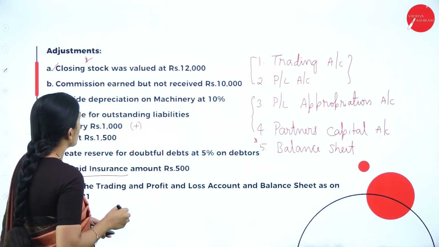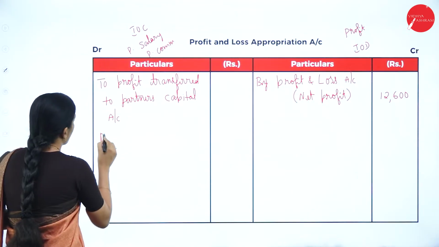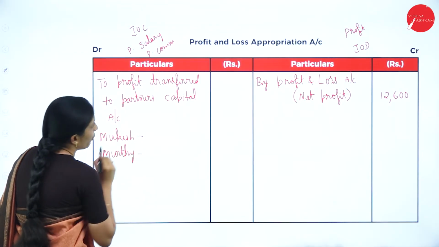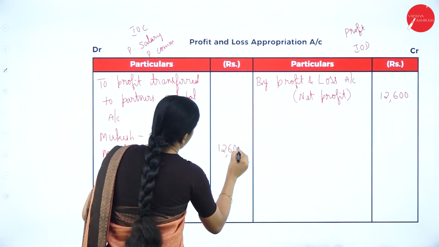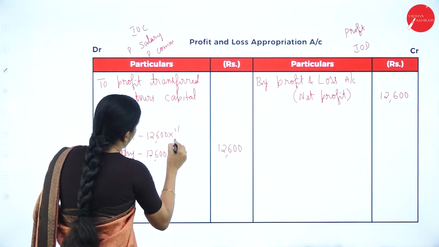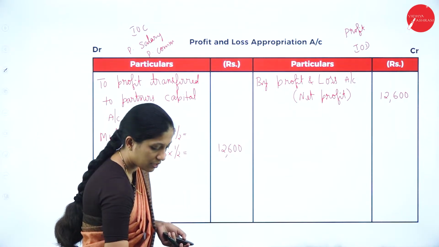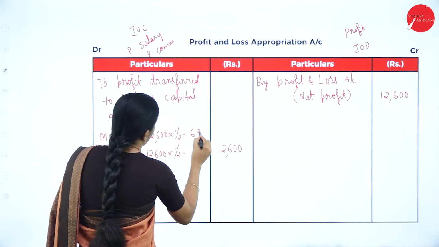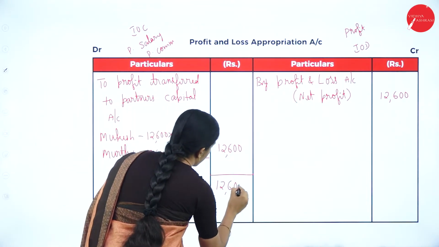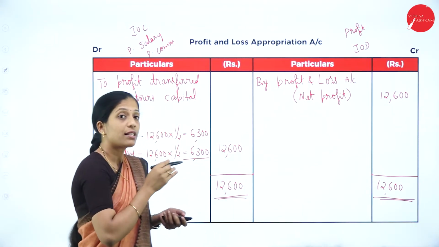Now, who are the partners? If you see the question, we have Mukesh and Murthy. And the profit sharing ratio is 1:1. So, Mukesh and Murthy. And the profit is how much? 12,600. So, 12,600 into 1:1, that is 1/2, 1/2. So, 12,600 into 1/2. So, it will be 6,300 and 6,300. The total on both the sides is 12,600. So, this is your partners profit and loss appropriation account.